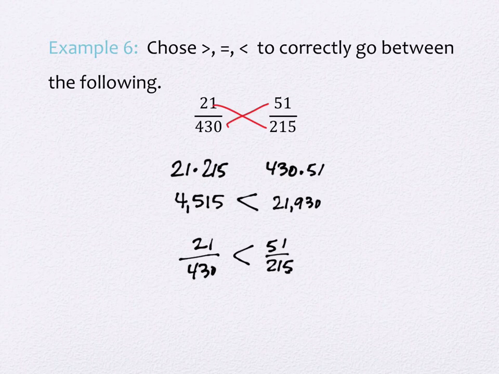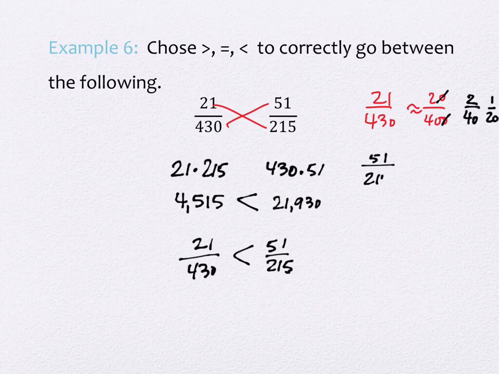If you take a look at these numbers at the beginning, 21 over 430, it's close to being 20 over 400, right? That's really close. I haven't changed the numbers that much to get to that point. And if I were to reduce that, I can divide both by 10. That gives me a 2 over 40. And I could divide each of those by 2, and I could get 1 over 20. It's approximately 1 over 20. The other one, 51 over 215, it's close to 50 over 200.